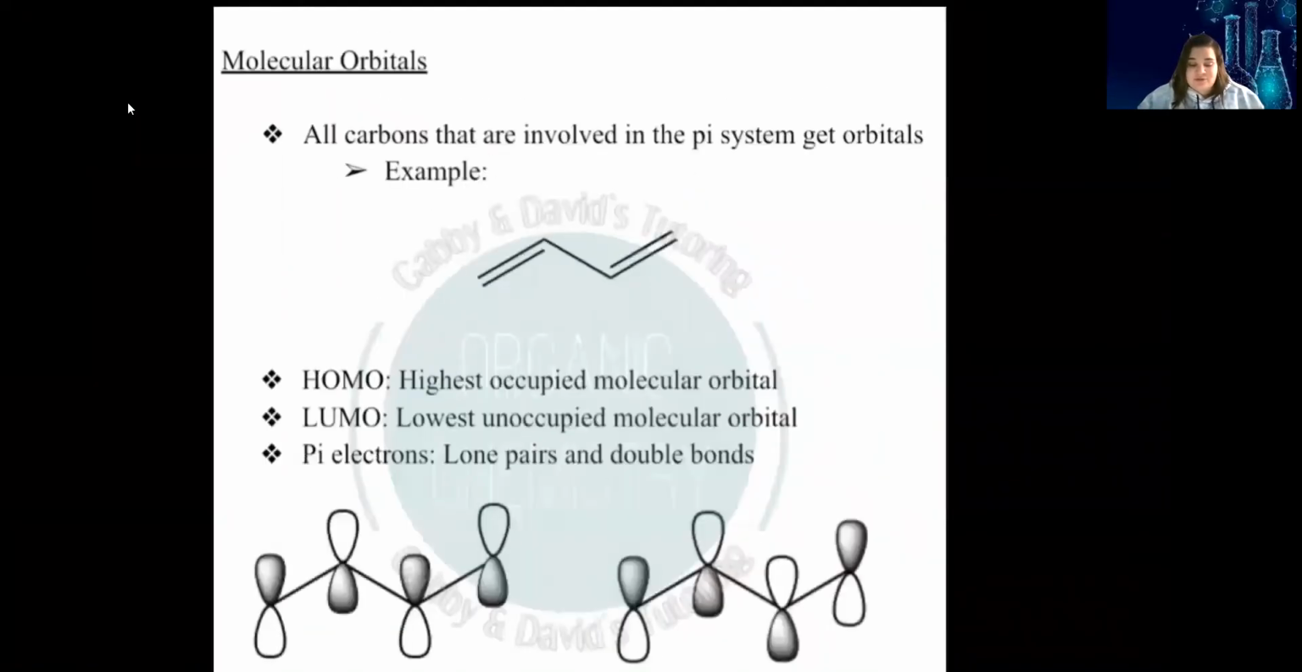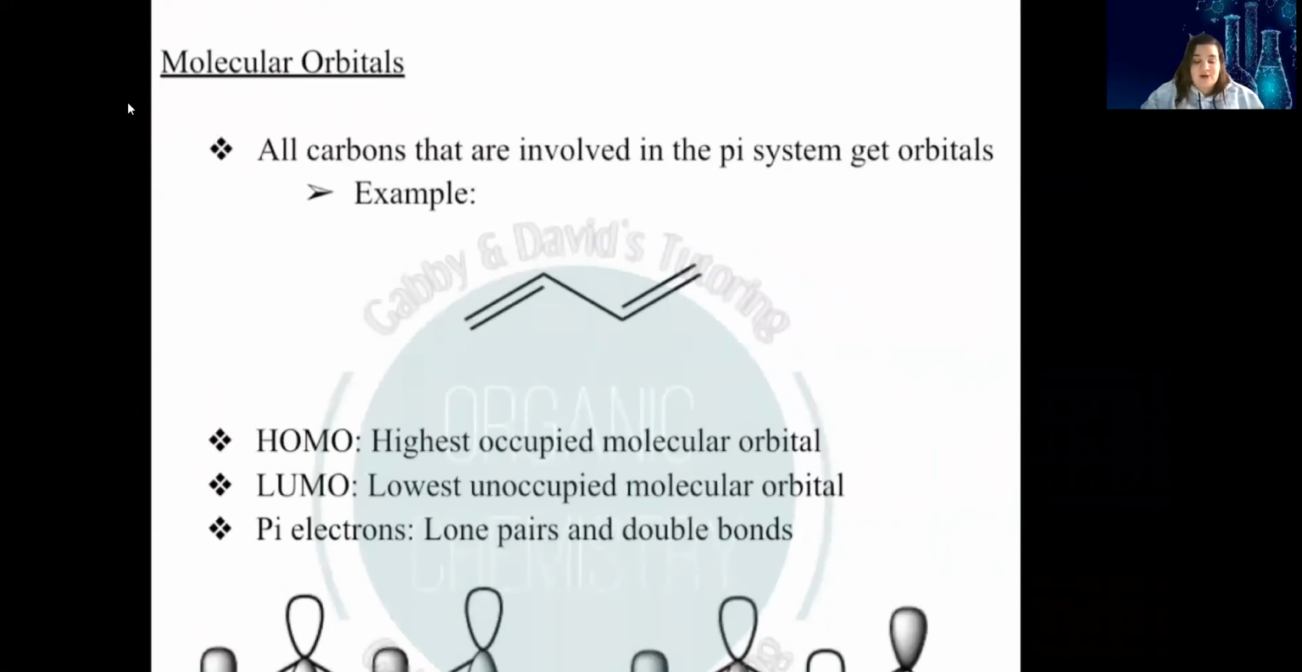So here are just some notes. The first thing you want to understand is that all carbons that are involved in the pi system are going to want to get orbitals, okay? So when we say pi system, let's talk about what we mean. When we say pi system, we're talking about pi electrons. Now, pi electrons are lone pairs or double bonds, okay? Those are pi electrons. So in molecular orbitals, we have different classifications of where these electrons lie. The first classification is HOMO, which is highest occupied molecular orbital, and then LUMO, which is lowest unoccupied molecular orbital.